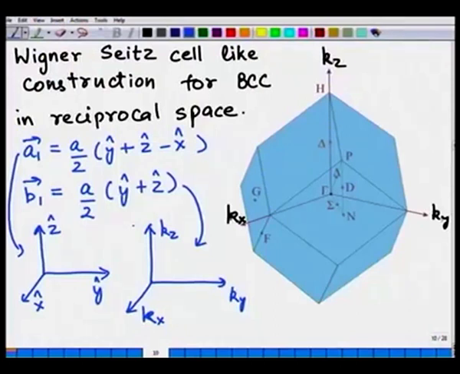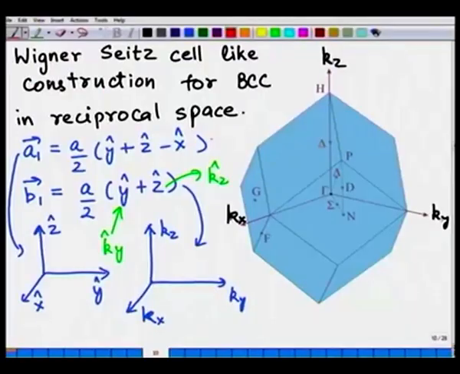So in effect I could have replaced this quantity by ky hat and this by kz hat, because they are just unit vectors in that space. I have used x, y and z both as unit vectors in the direct lattice and as unit vectors in reciprocal space. But if you want to be very precise and consistent with this diagram here, then you can replace these in the reciprocal lattice by kx, ky and kz unit vectors, because that is in the reciprocal direction.